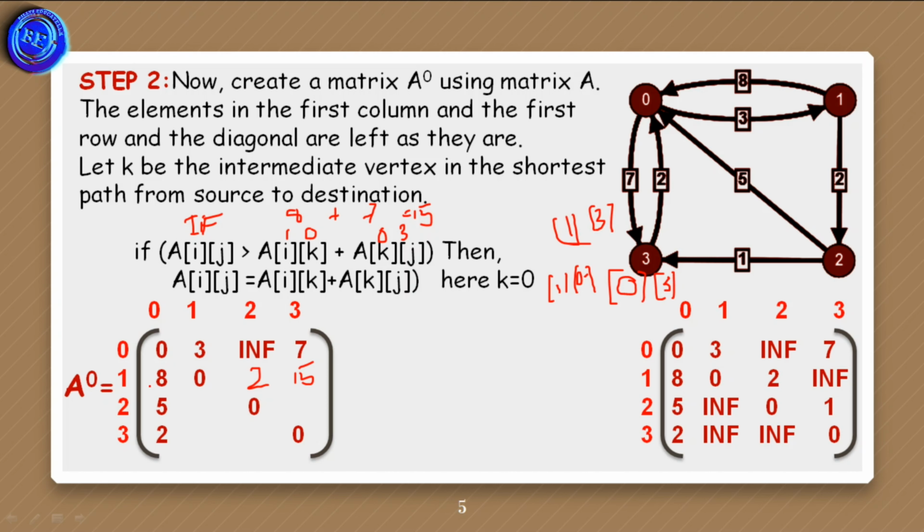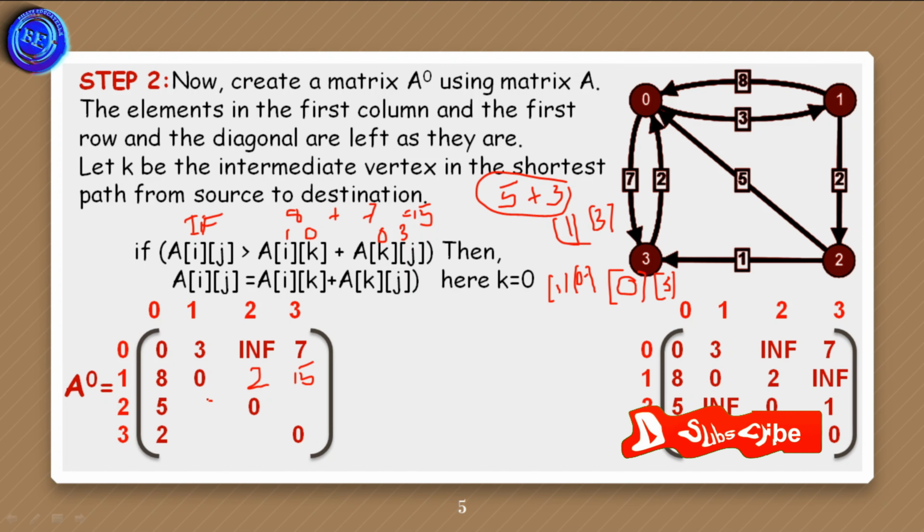Next, similarly 2 to 1. So 2 to 1 means first it is going to find the cost from 2 to 0. Its cost is 5, and from 0 to 1 its cost is 3. So 5 plus 3 is 8. So here 8 is updated. I hope you understood it.